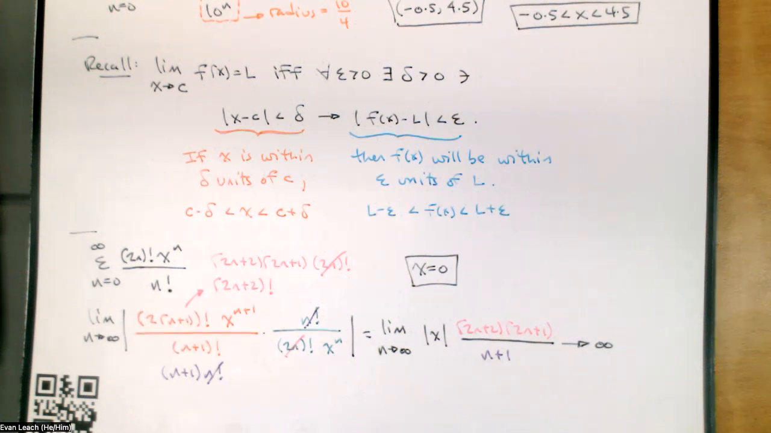So in this case, we had a factorial in the denominator and a factorial in the numerator, but we had a bigger factorial. We had more factorial in the numerator.